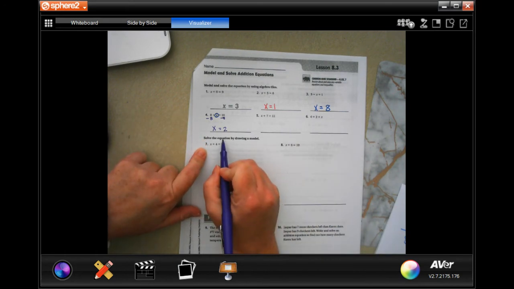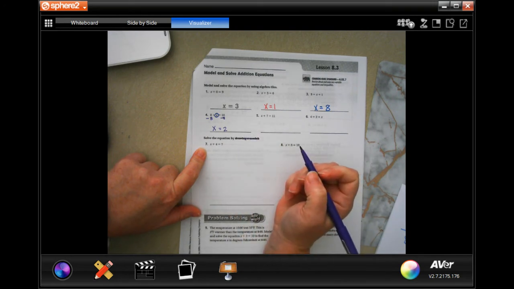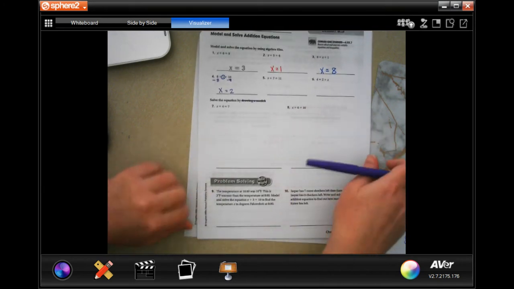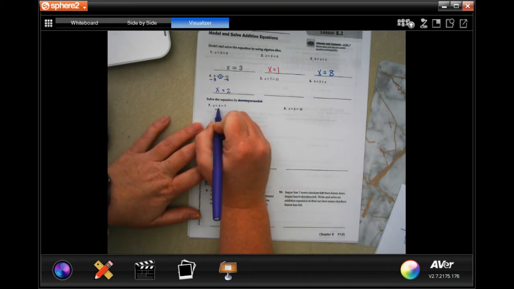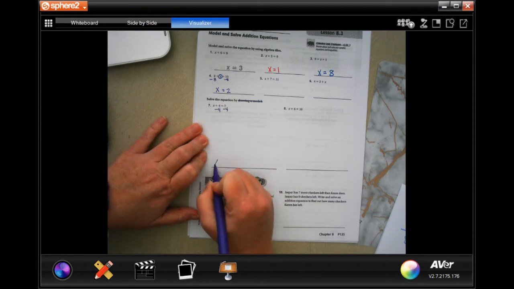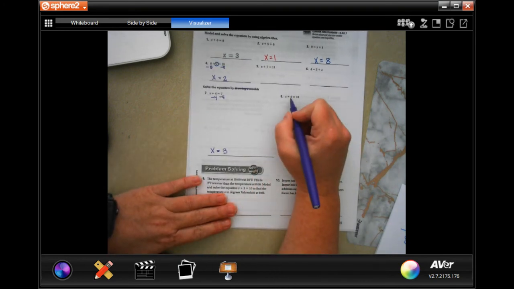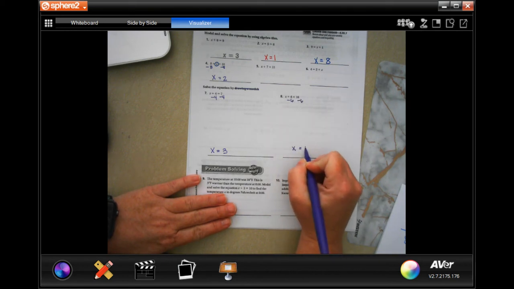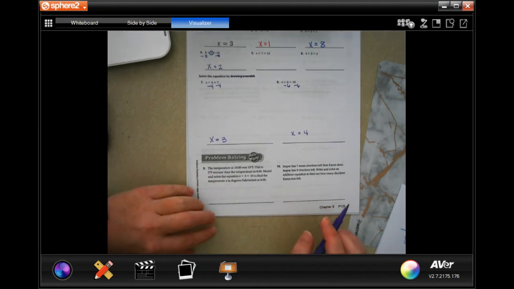For our purposes, we are not drawing a model. You can if you really want to. I'm just not going to. Our time does not allow me to draw pictures. So again, we have to do the opposite of the sign and the number. Do the same thing on this side of the equation, and we're left with x equals 3. 7 minus 4 is 3. This one, subtract 6, x equals 4. Easy peasy, guys. Don't make it harder than it's got to be.